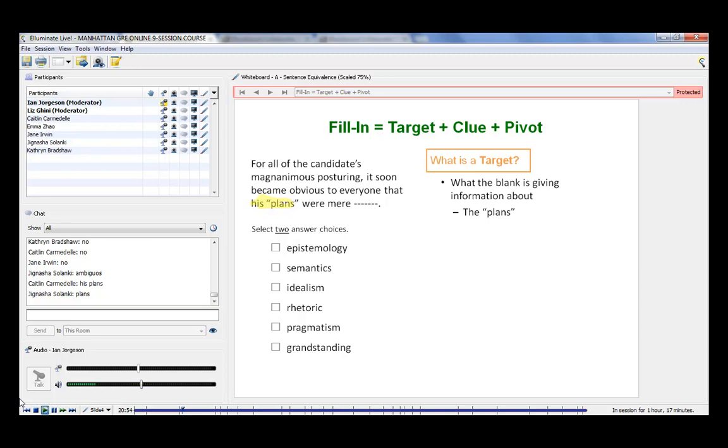Okay, so let's take a look also at the clues. So what is a clue? It tells us what kind of word goes in the blank. What clue do we have here, or clues? What do you guys think?